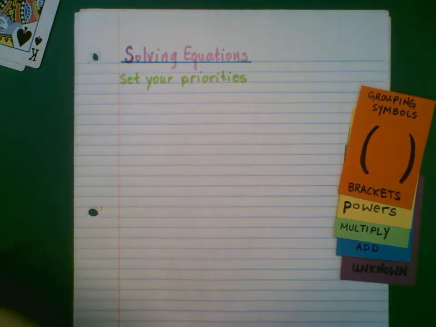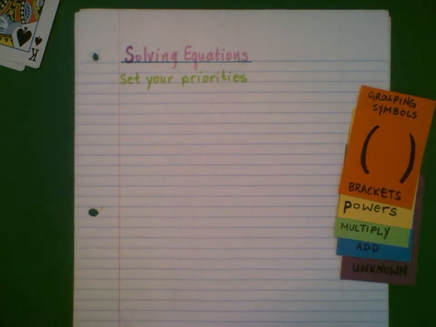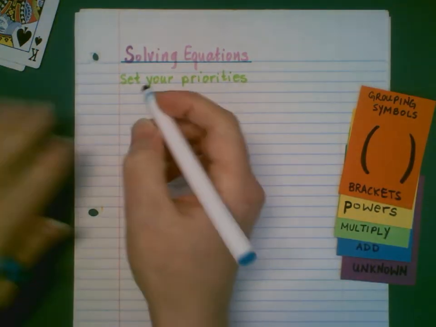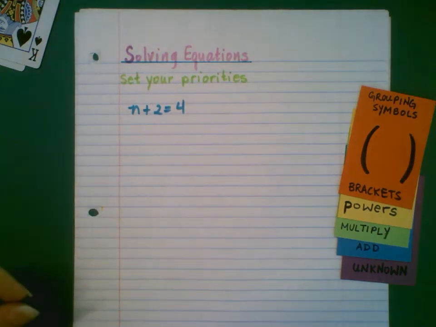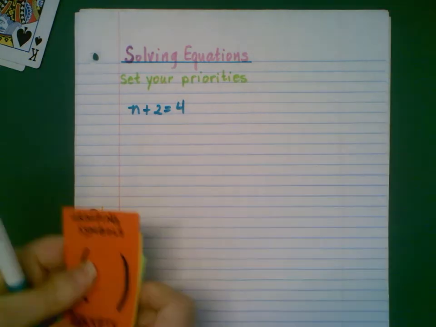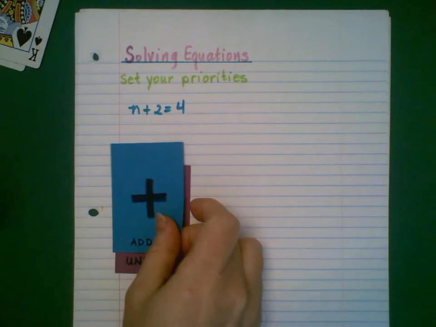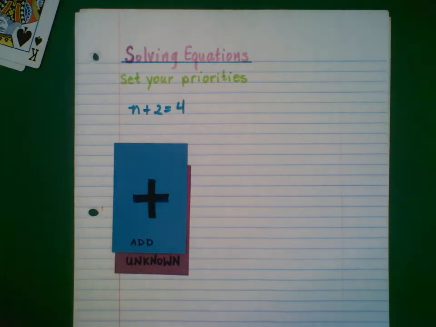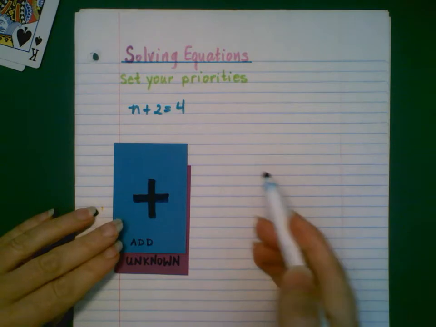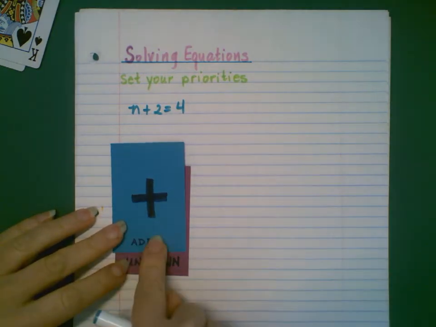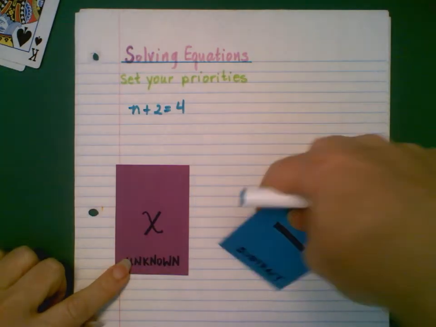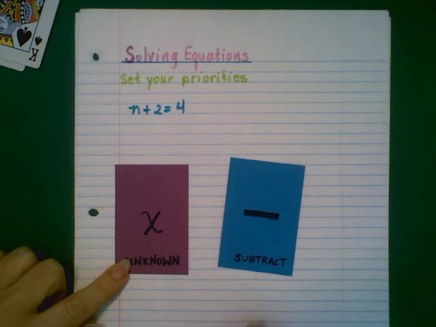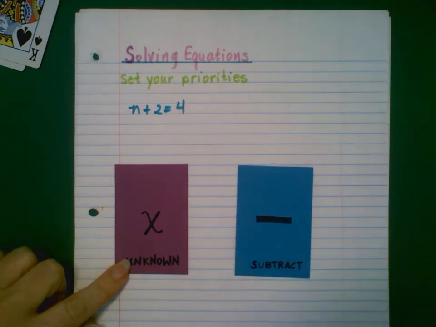Okay, so let's look at a couple of problems. You'll see how I can use this stacking card model to figure that out. We'll start with an easy one that has one step, like this. My variable n has had 2 added to it, so I have my unknown with an addition, and then it's equal to 4. In order to figure out what the unknown is, I'm going to have to remove this card, this addition of 2. When I remove that, it becomes a subtraction. Removing an addition is a subtraction.